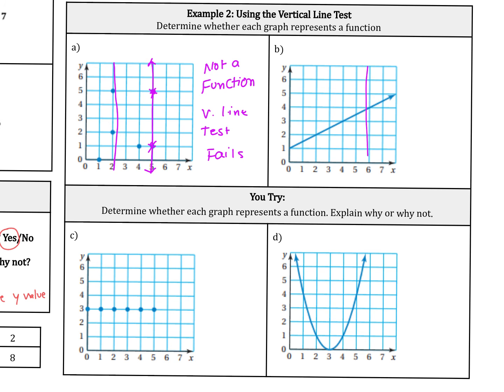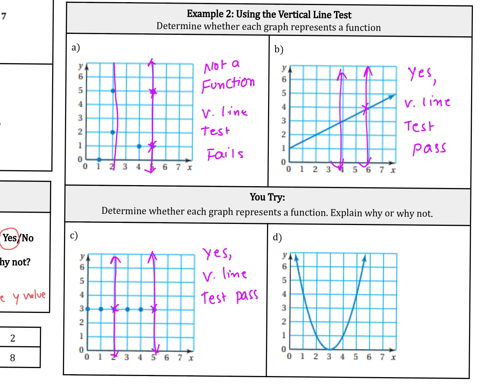In this case, you can draw a vertical line anywhere on the graph, a straight line, and it cuts at only one point, so yes, it's a function. Vertical line test pass. Similarly, for letter C, I graph lines anywhere on the graph and it is cutting at only 1 point. So yes, it's a function. Vertical line test pass because it's cutting at only 1 point.